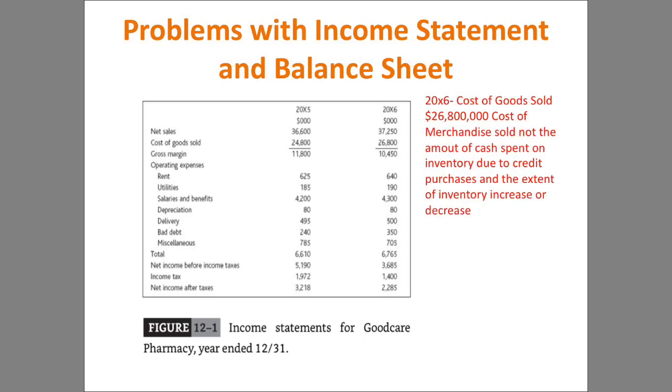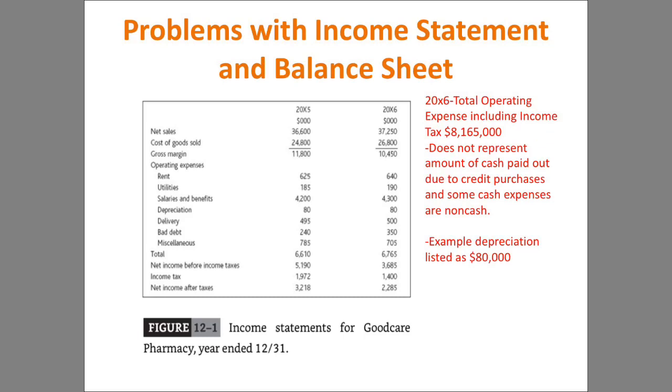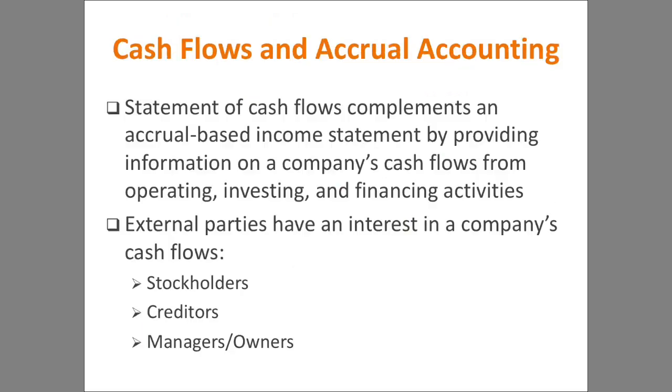Total cost of goods sold for 2006 was 26,800,000. That is the cost of the merchandise sold, not the amount of cash spent on inventory, owing to credit purchases and the extent of inventory increase or decrease. So although there is a cost there, that is not necessarily what is going out. Total operating expenses include things like income tax, which is paid on a yearly basis and does not represent the amount of cash paid out, due to credit purchases and some expenses. We also depreciate capital expenditures, which is designed to help lower our net income to save us on taxes, but therefore that is not always representative of what cash we have.